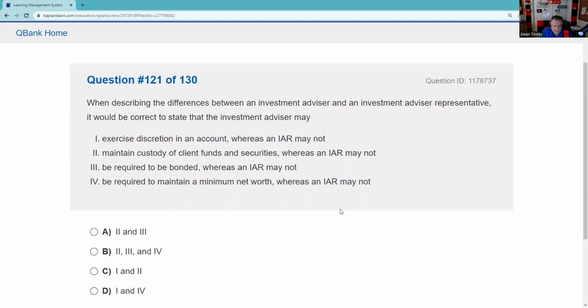2 is true. Custody is done by the firm, not yourself. The firm is the one who's bonded. You may or may not be bonded; you become covered under the firm's bond. And minimum net worth, whereas you do not. That's true too, right? The 10 or 35 grand. So the answer is 2, 3, and 4.